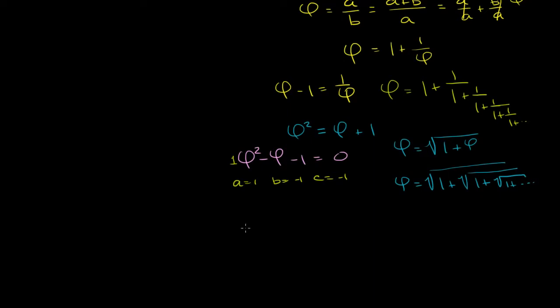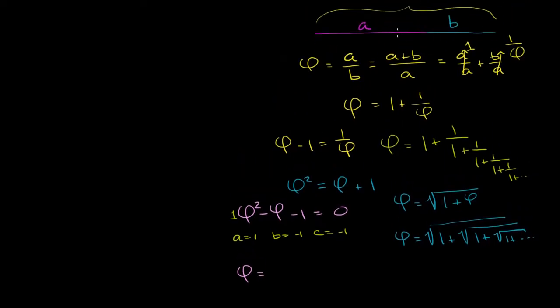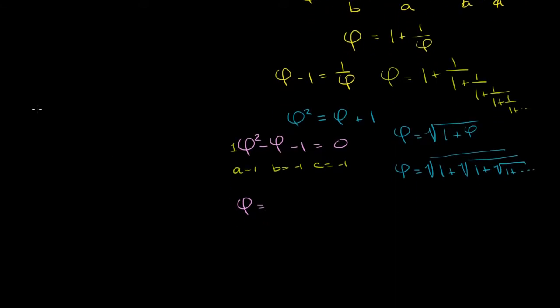So the solutions to this, phi, and we're actually only going to care about the positive solution because when we go to our original problem here, we're assuming that these are both positive distances, so we care about a positive value right over here. We get phi is equal to negative b. Well, -1 is 1, plus or minus the square root of b squared. B squared is going to be 1, minus 4ac. A is 1, C is -1. So -4 times -1 is +4. So 1 plus 4, all of that over 2a. So a is 1, so all of that over 2.